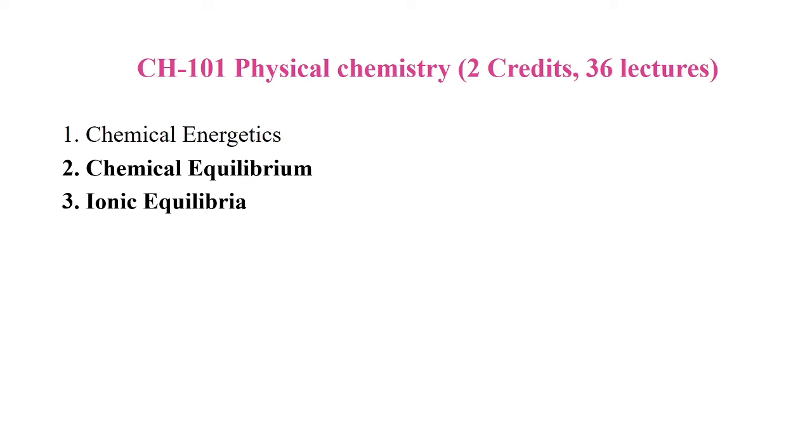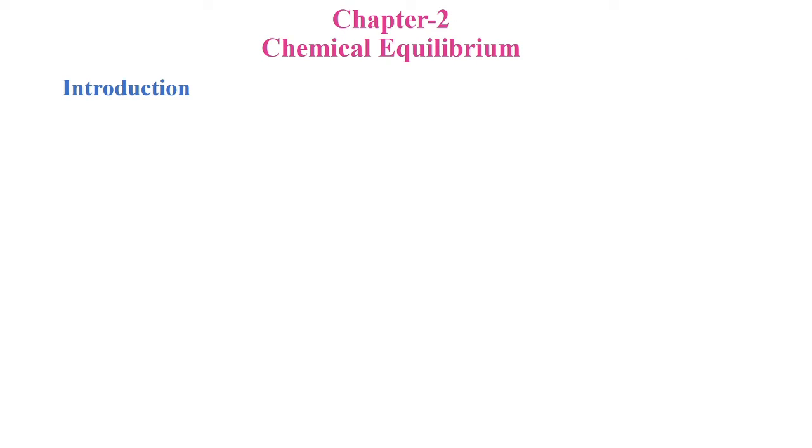The physical chemistry contains 3 chapters. So first chapter is chemical energetics, second one is chemical equilibrium, and third one is ionic equilibria. So let's start with the chapter number 2, that is the chemical equilibrium.